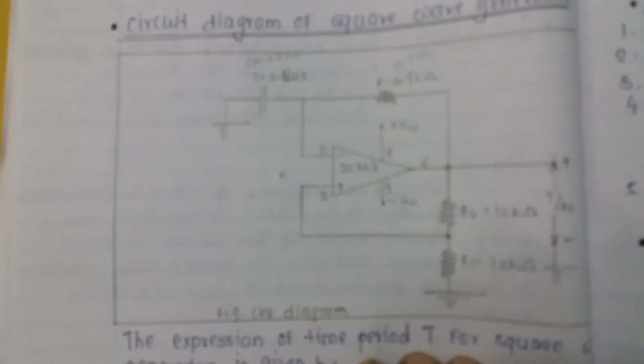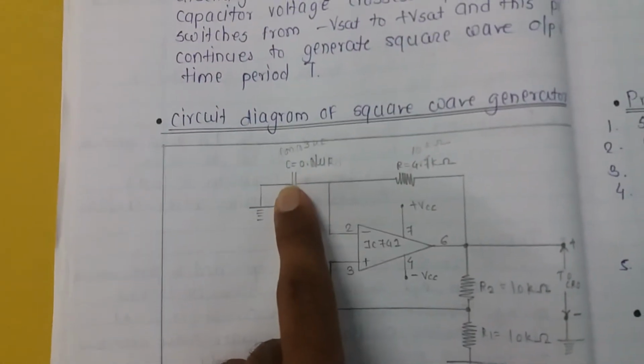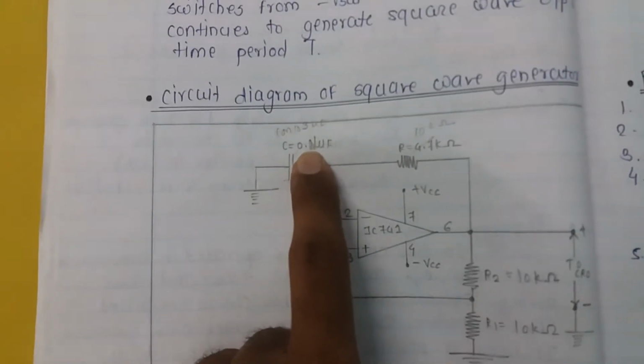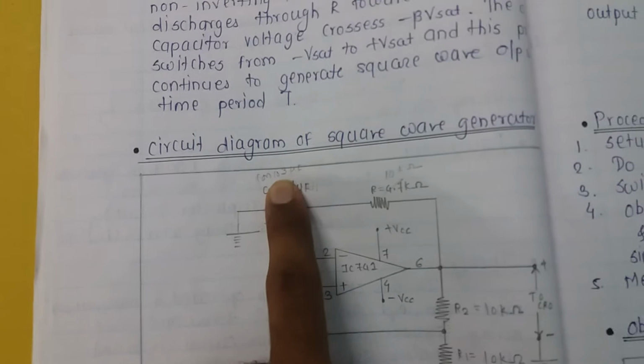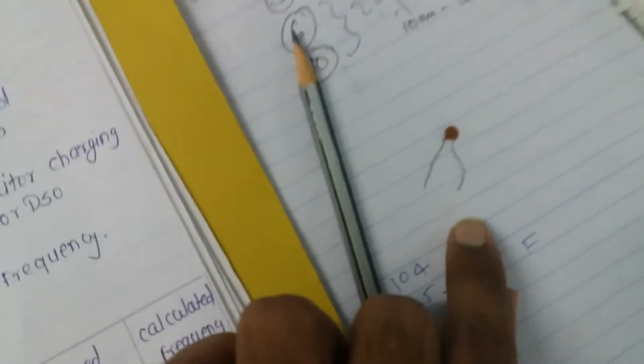Look closely at the operational amplifier. Two terminals are connected to the capacitor. The capacitor is 0.01 microfarad; normally if you look at the capacitance marking, it is 103, which is nothing but 0.01. This is what the size of the capacitor looks like.